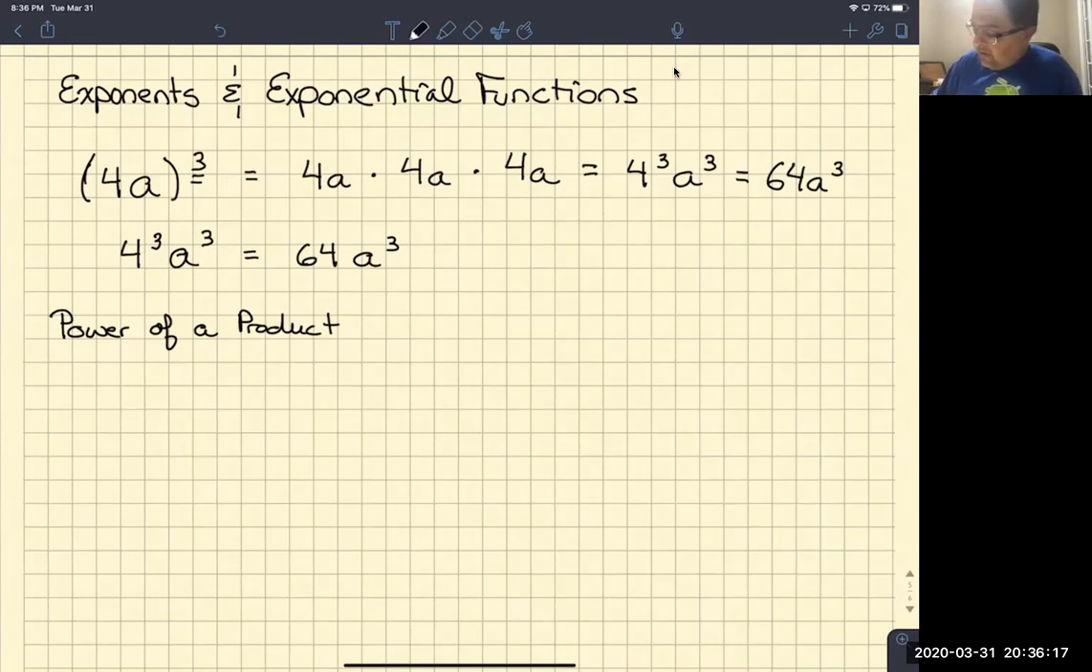Now, another property of exponents is the product rule, which says that if I have two exponential expressions being multiplied together, both with the same base, I can add the exponents. Okay. This is known as the product rule of exponents.